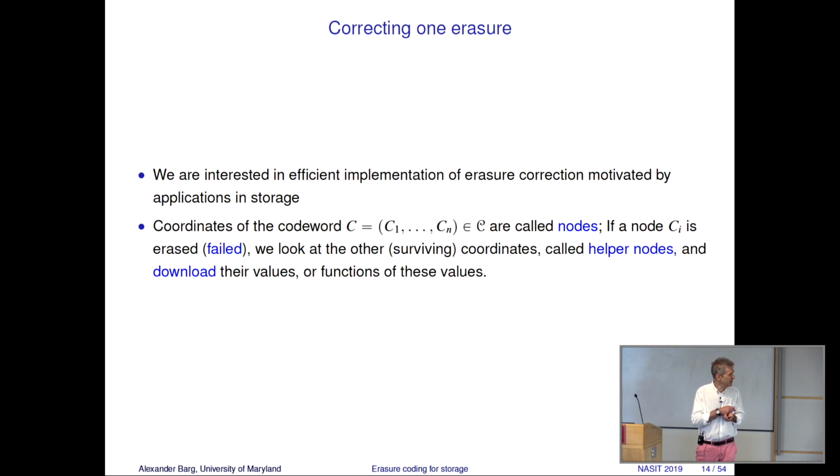So we are interested in efficient representation, implementation of erasure correction in storage applications. The terminology comes from those applications. As we said, the coordinates of the code word are called nodes. So we say a node, we mean coordinate. A node is erased, we say it's failed. We go to some of the surviving coordinates, as in the example, we went to C4 and C6, and call them helper nodes. And moving information is termed downloading, right?